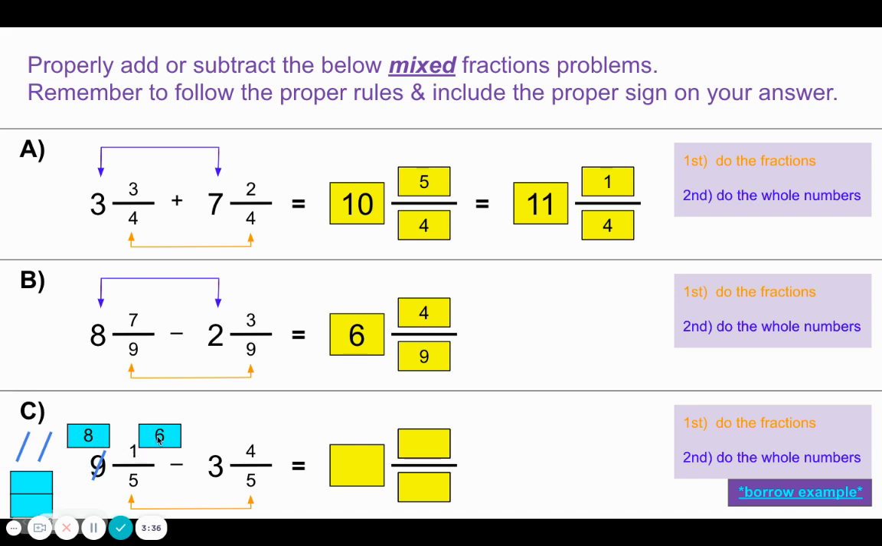So it's 8 6/5 minus 3 4/5. Now we can actually do the subtraction. 6/5 minus 4/5 is going to give you 2/5. And then the 8 that we have from the borrowing minus 3 is going to give you 5.